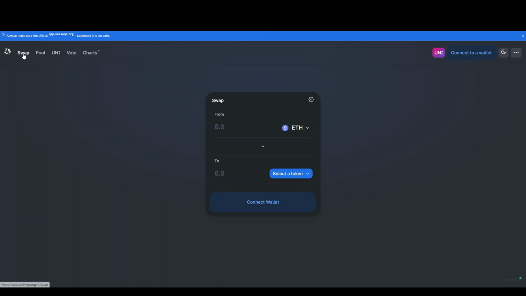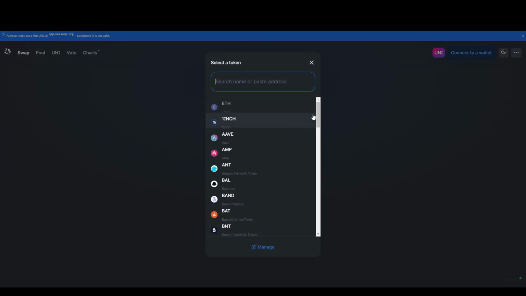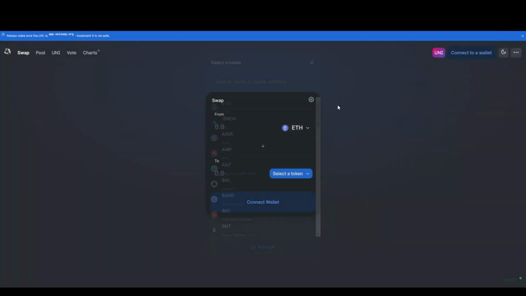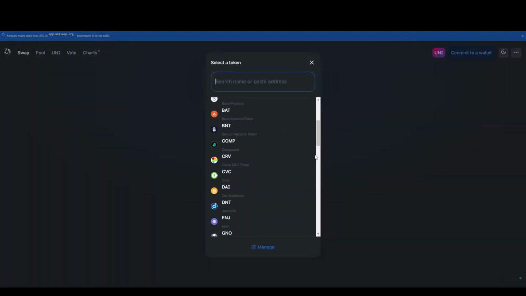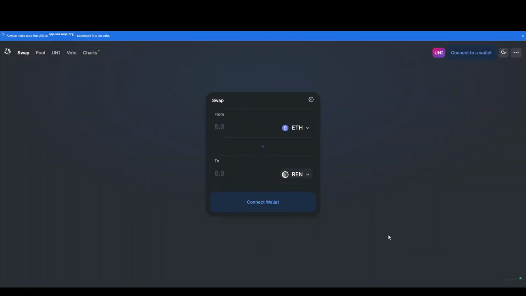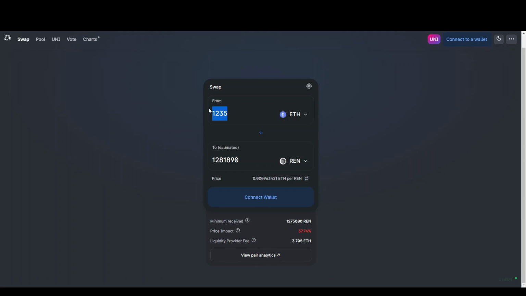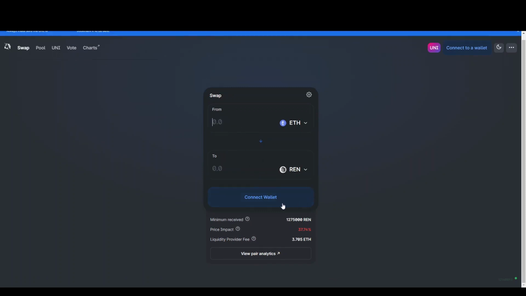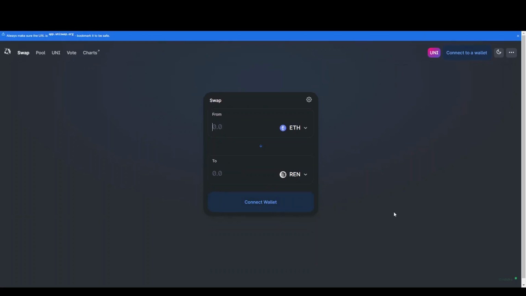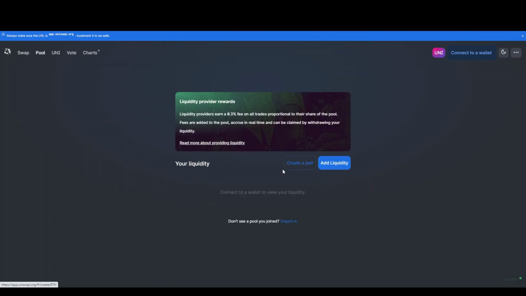So we have the swap page right now. Essentially, if I wanted to swap my Ethereum, obviously it's on the ERC20 token. If I want to swap it to any other coin on the same token, perhaps REN, Republic token, I type how much I want to transfer. There is a price impact. There is a fee for the liquidity providers, obviously, and I would have to connect a wallet before doing any transactions on this network.